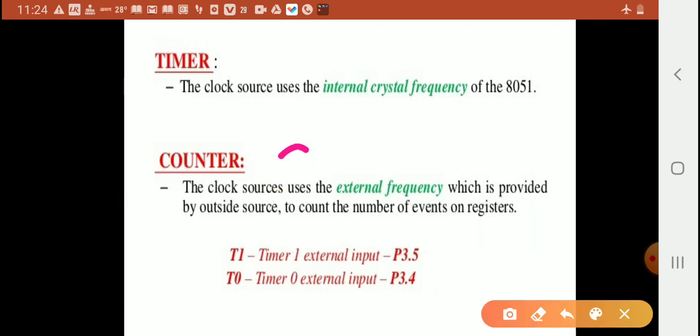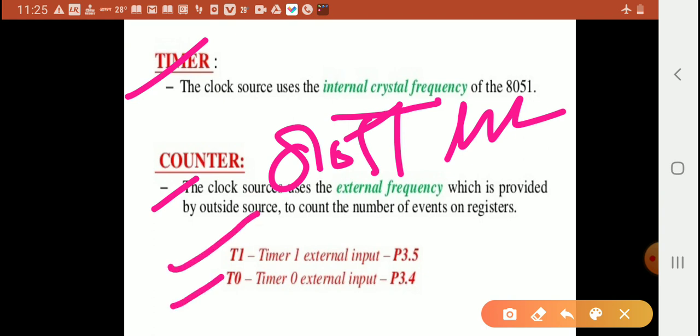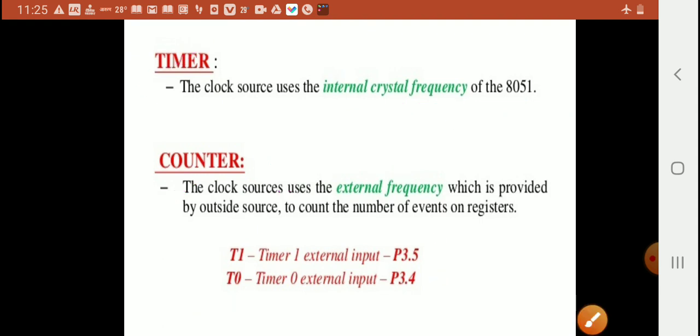So the 8051 microcontroller has a timer and counter. For the counter, the number of events on registers will be counted, so in this case the clock source uses the external frequency. T1 is timer 1 with external input P3.5, and T0 is timer 0 with external input P3.4. This is generally the use of the counter.